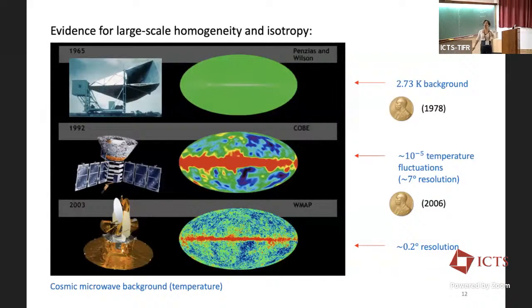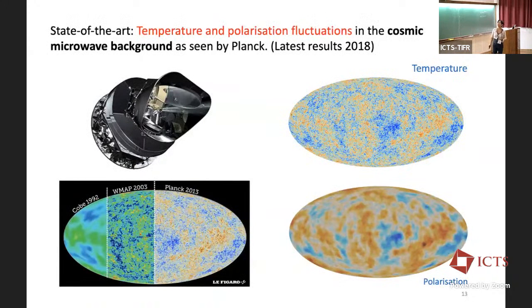Another piece of evidence for large-scale homogeneity and isotropy is, of course, the CMB, which was detected already back in the 60s. They saw this 2.7 degree background. These days, we have much better measurements. Since the 90s, we've had the COBE mission, which saw, for the first time, these 10 to the minus 5 temperature fluctuations. In the noughties, we had WMAP, which also measured these fluctuations, but with improved resolution. And most recently, we have Planck.